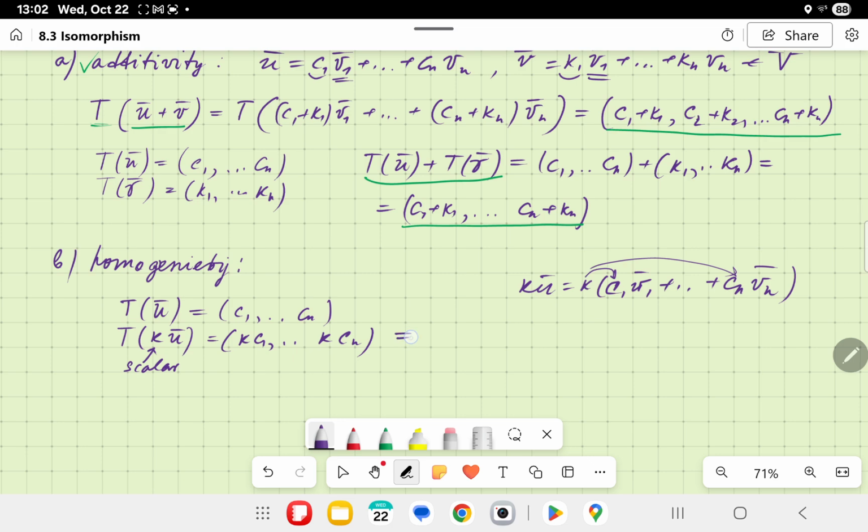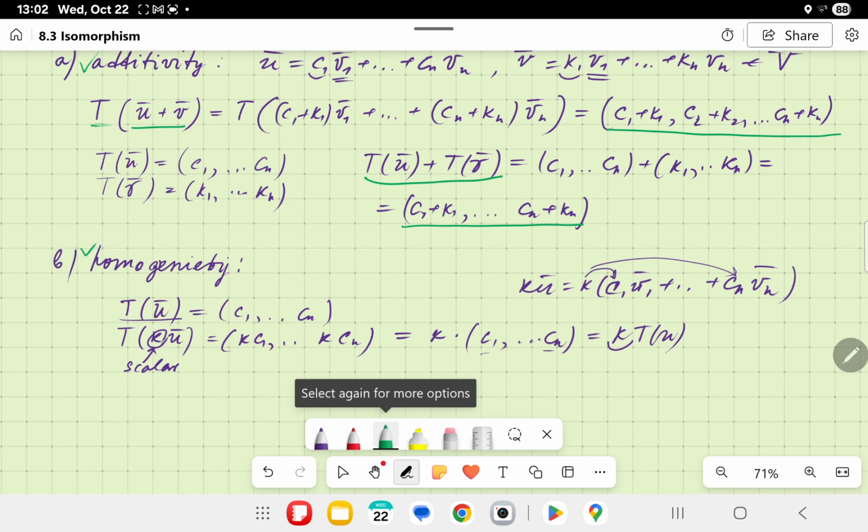So it's going to be equal to k, and multiplied, I can take k outside of each component, c1, cn, right? And this one is actually equal to T(u). So k T(u). So we just proved that we can take the scalar outside of the transformation. So homogeneity is proved. Okay. We are done with easy stuff. Homogeneity is proved, linear. So the transformation is linear.